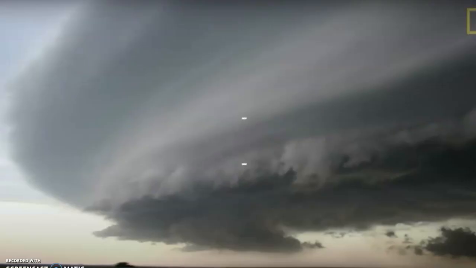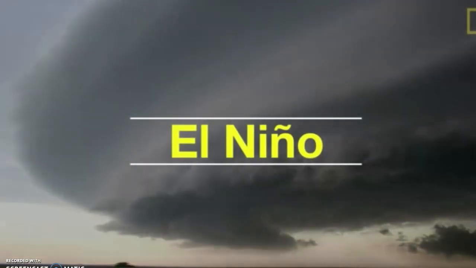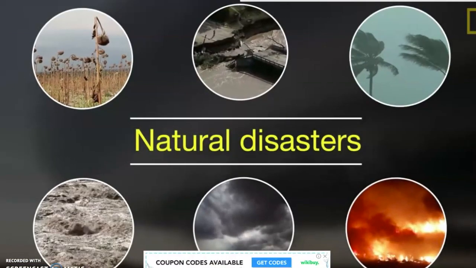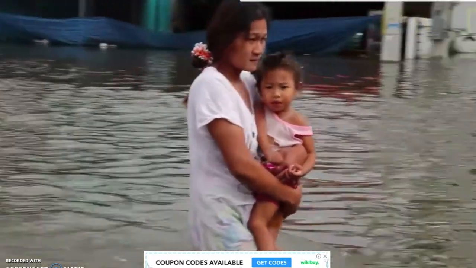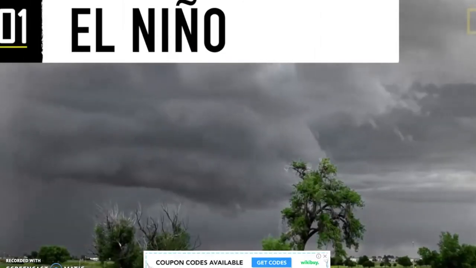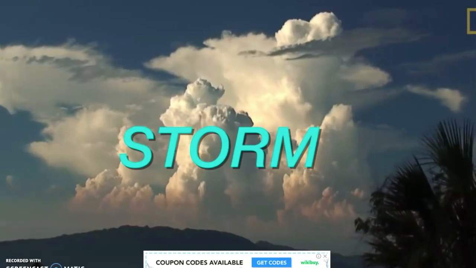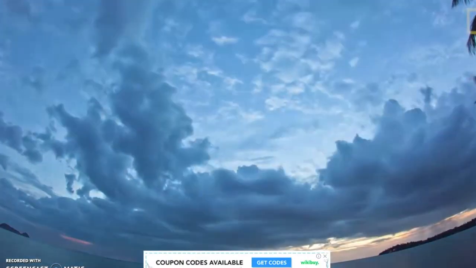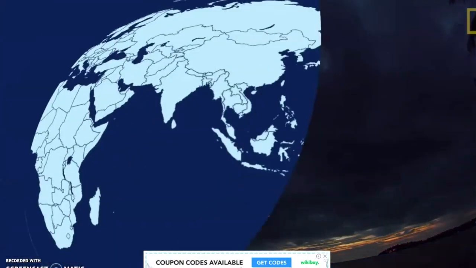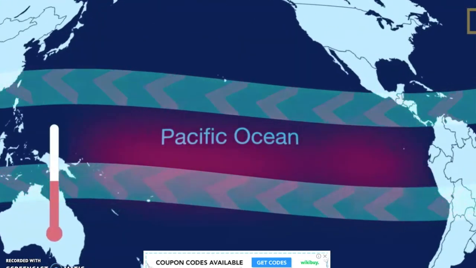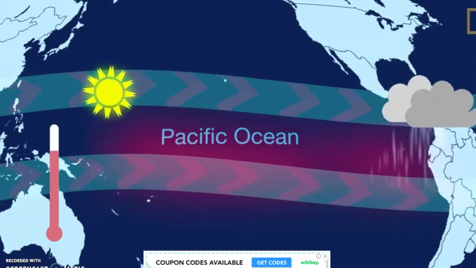A natural force of nature unlike any other. El Nino is capable of unleashing a fury of climate changes and natural disasters that span from Alaska all the way to South America and beyond. What causes El Nino, and how are we affected by it? El Nino is not a storm, but rather a weather phenomenon in the Pacific Ocean. During an El Nino, the surface water temperature warms up, leading to complex weather patterns.